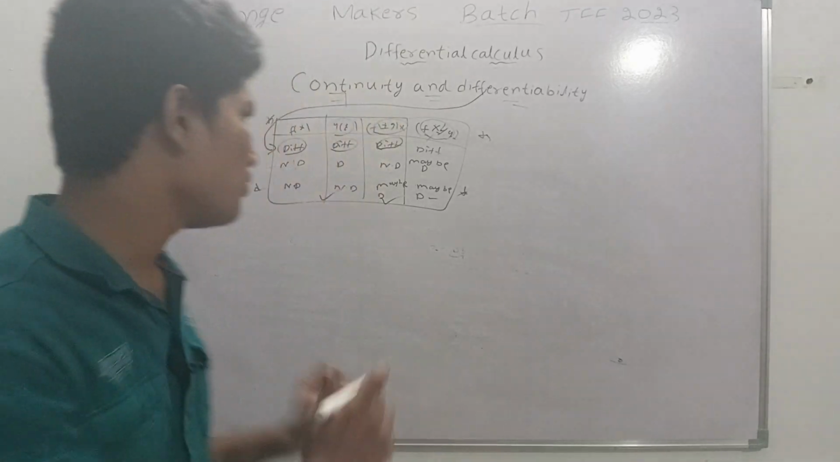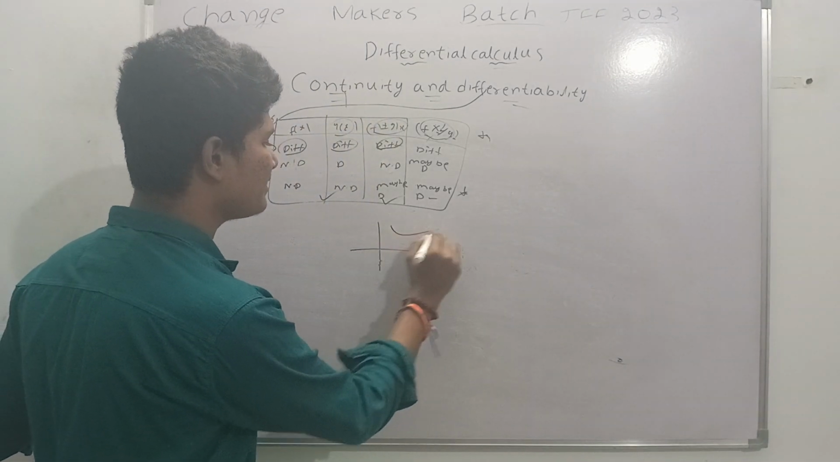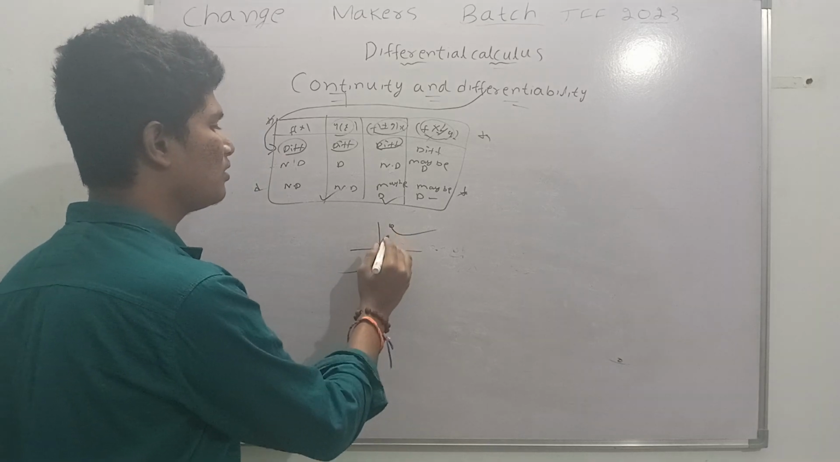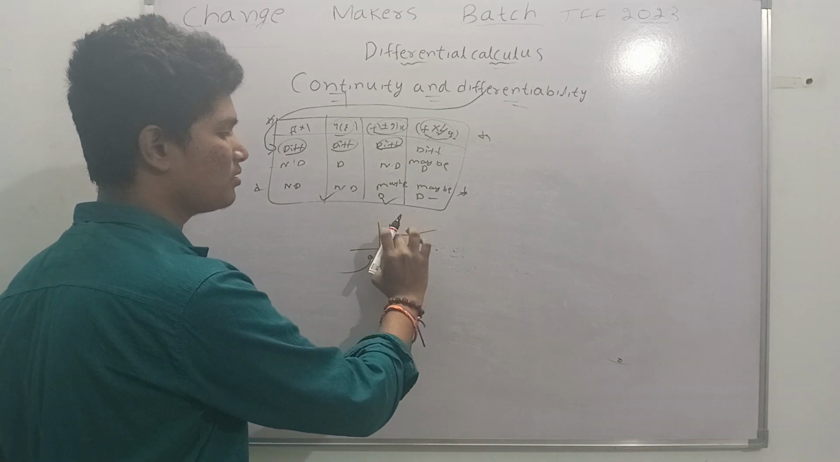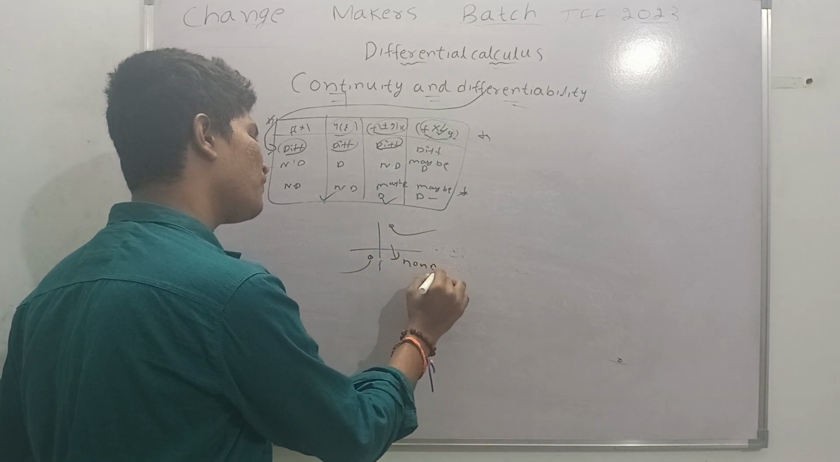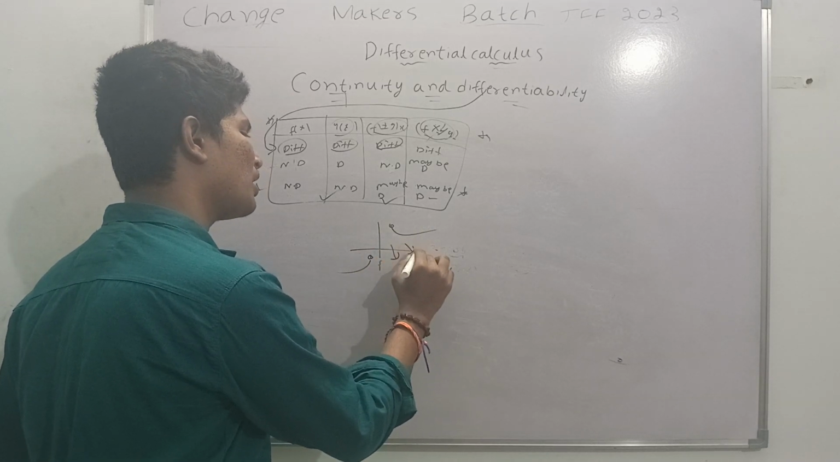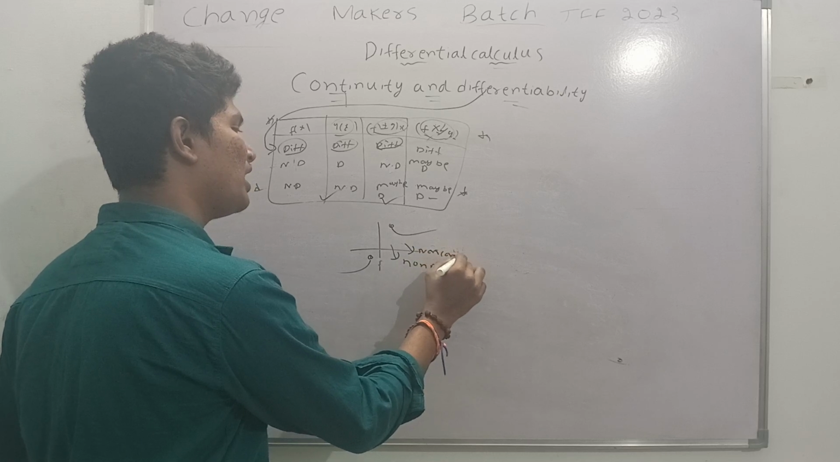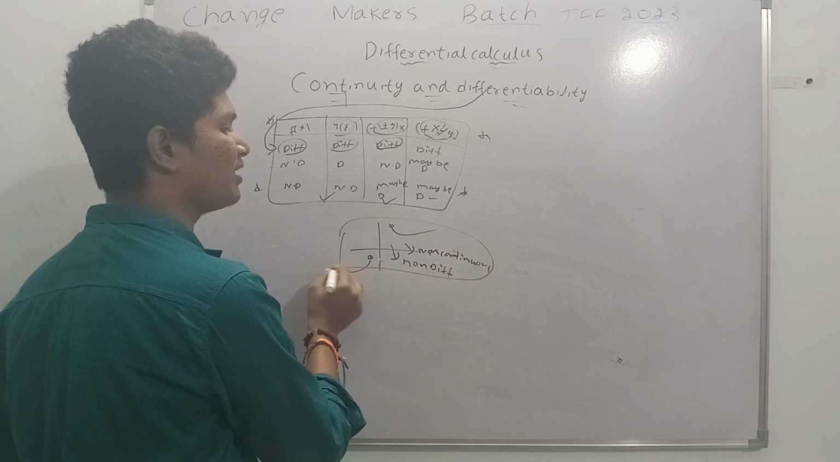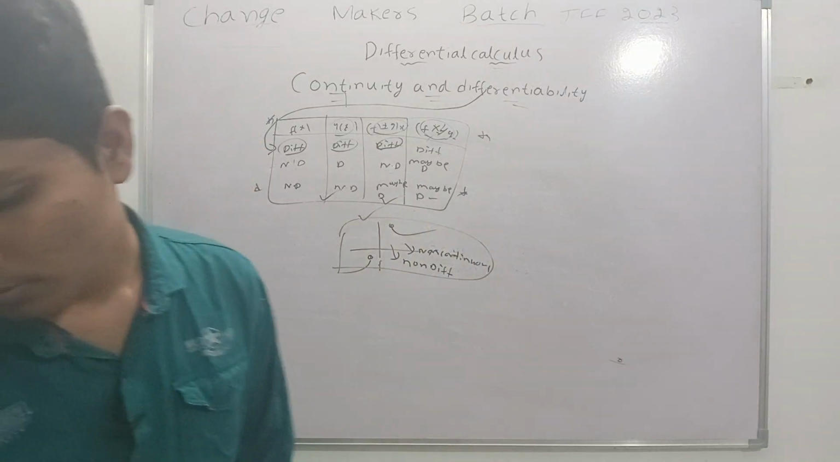It is a fact. Suppose this is a graph. It is not continuous at these points, so it is not differentiable at these points also. Not differentiable and also non-continuous. If the function is non-continuous at a point, then it is also non-differentiable at that point. This is theorem 1.